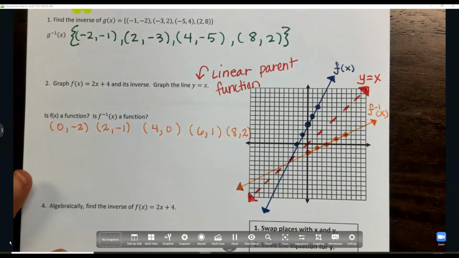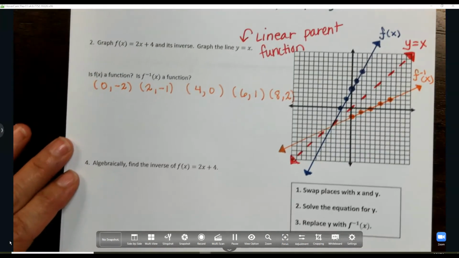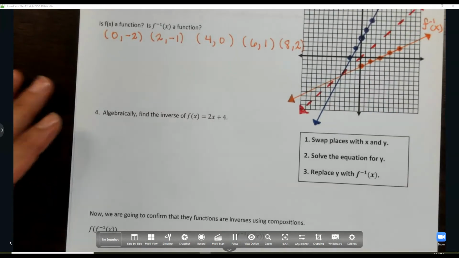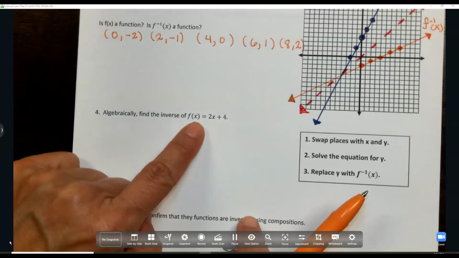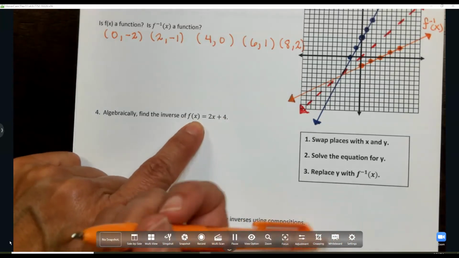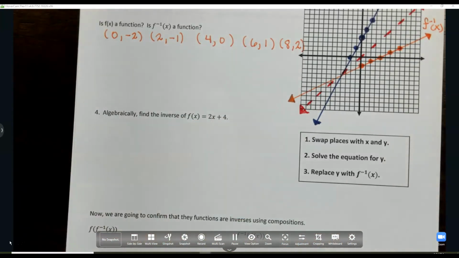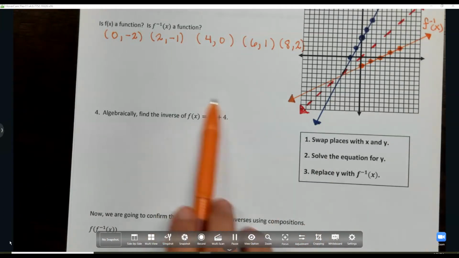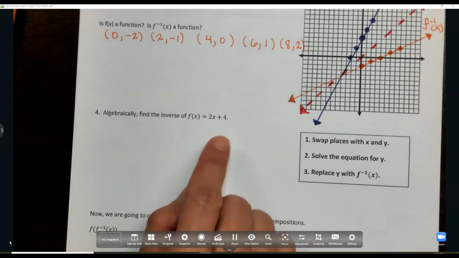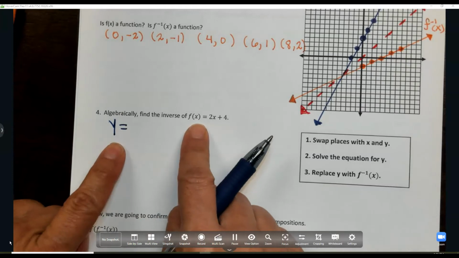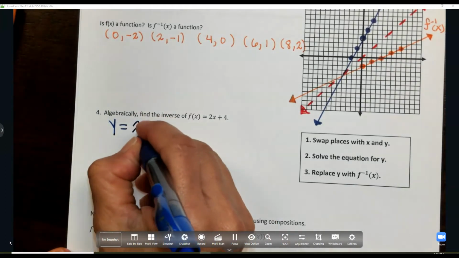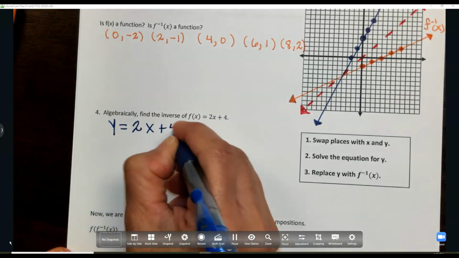Now what we're going to do is ditch the graph, and we are going to solve using algebra. We're going to take this function and find its inverse. And y'all remember, the inverses are always about switching x and y. So I'm going to rewrite this. I'm going to drop the letters f of x and write this as y equals, because remember, f of x and y equals are the same exact thing. And this is 2x plus 4.